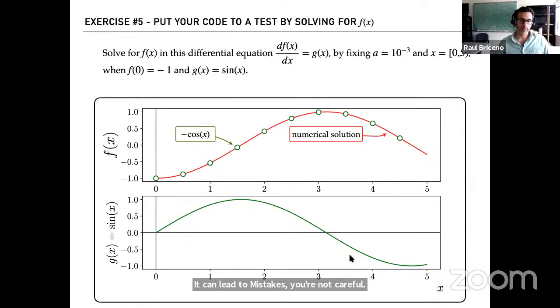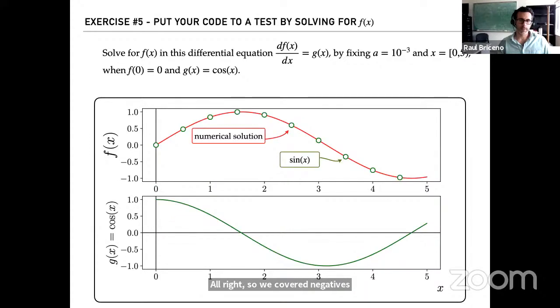All right, so we covered negatives, that case, and then the other case, the last one, where the derivative function is cosine, and so it should get that the original function is sine. I fix it so that at x equals 0 it is equal to 0, and so indeed I get sine. Cool.